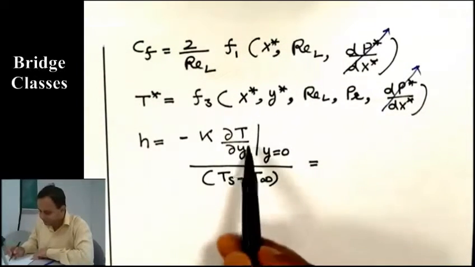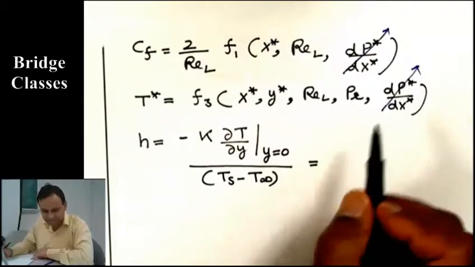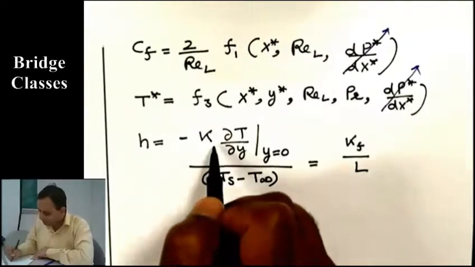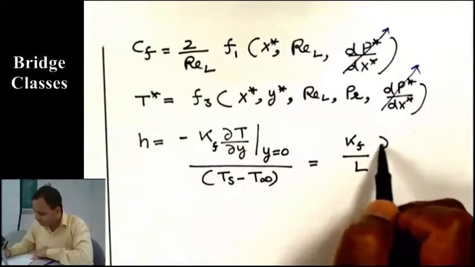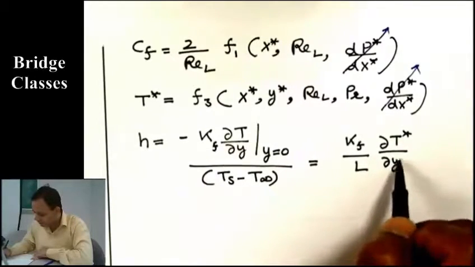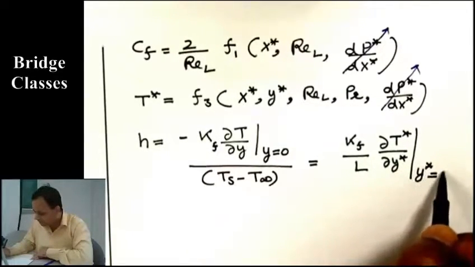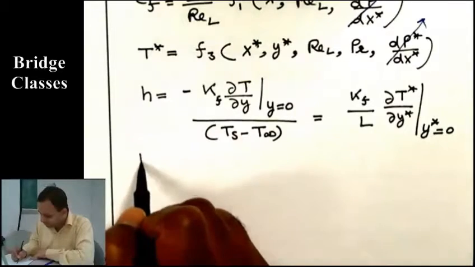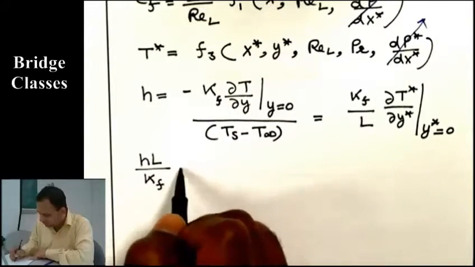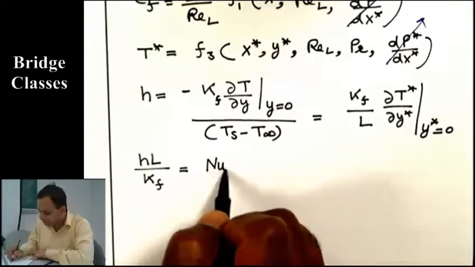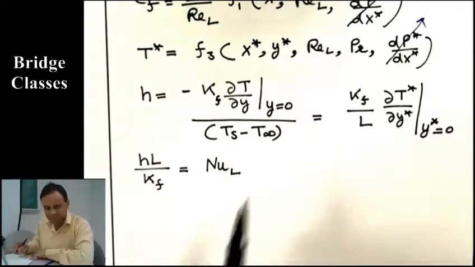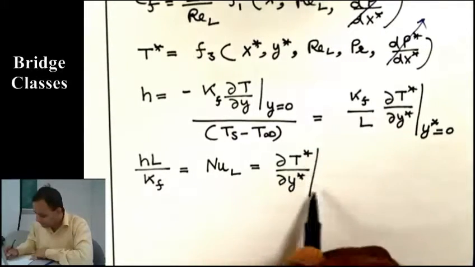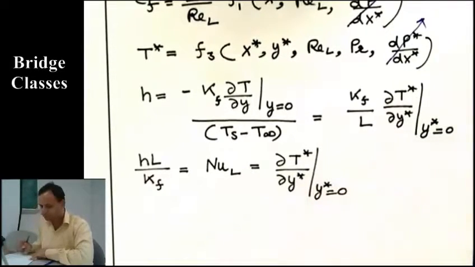And you can write this in terms of T star and y star, and you will get h equals Kf, the thermal conductivity of the fluid, over L, times del T star over del y star at y star equals 0. Or you can rearrange these terms. You can write hL over Kf, which is the Nusselt number based on L, equals del T star over del y star at y star equals 0. You get this.